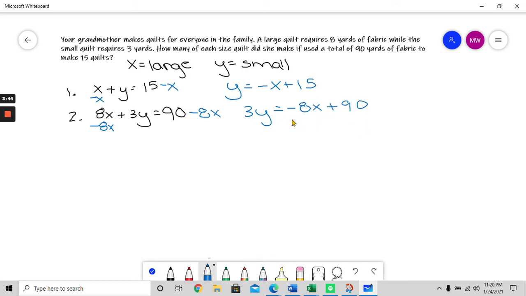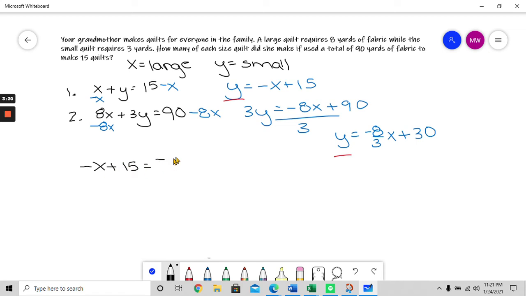I'm going to divide by 3, and I'm going to get y equals negative 8/3 x plus 30. Now, both of these are equal to y, which means they're equal to each other. So, the question is, when is negative x plus 15 equal to negative 8/3 x plus 30?